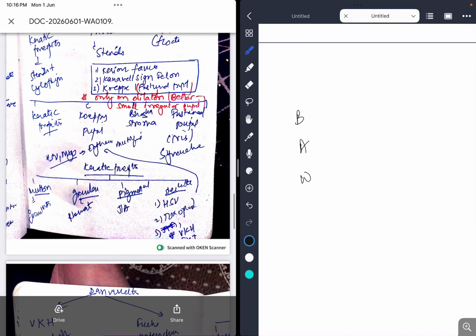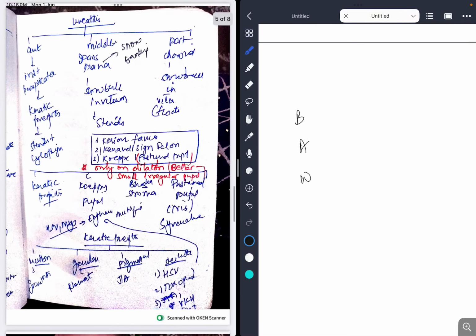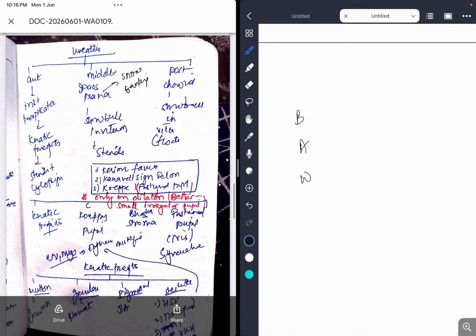Now, the most important thing that many of you fumble in is uveitis, and I have asked this question a lot of times. Uveitis could be anterior, middle, or posterior. Anterior uveitis involves the iris plus pars plicata. Middle uveitis involves the pars plana, which has the characteristic snow banking appearance, which we studied yesterday. And in posterior uveitis, the choroid is involved, there are cells in the vitreous, which results in floaters. So all three of them have different appearances.